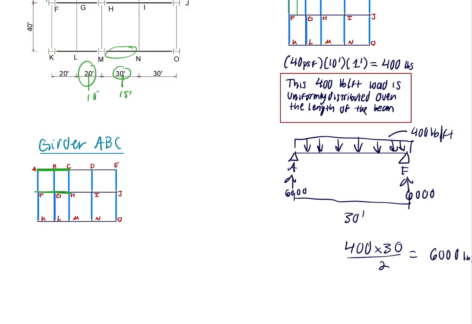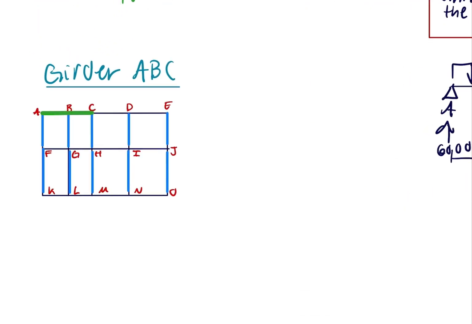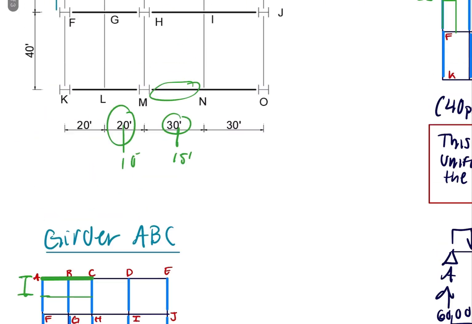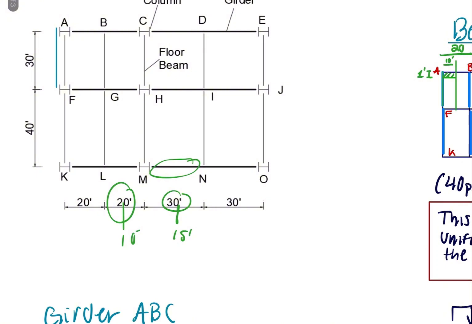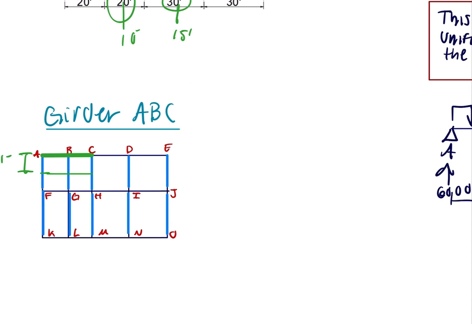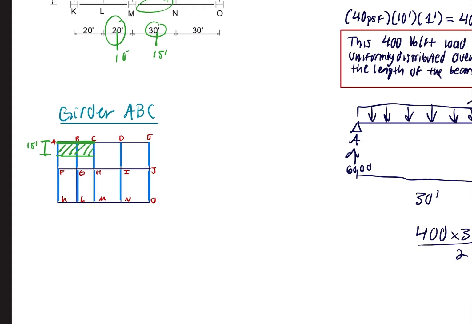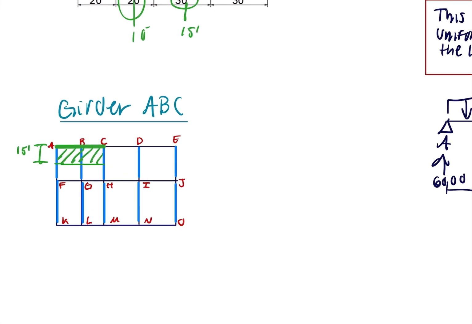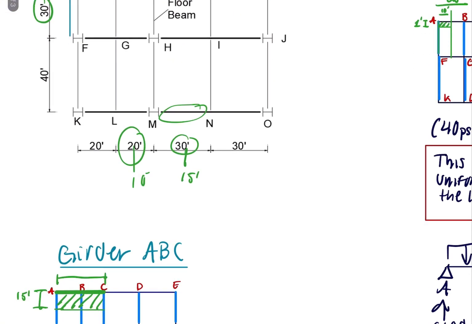We know that there is a girder FGH, so these two girders will divide the load between themselves. So the tributary area will be half of this, which we know this length to be, since this is 30, it will be 15 feet. And this will be the tributary area. And this length we know it to be 40 feet, 20 plus 20.